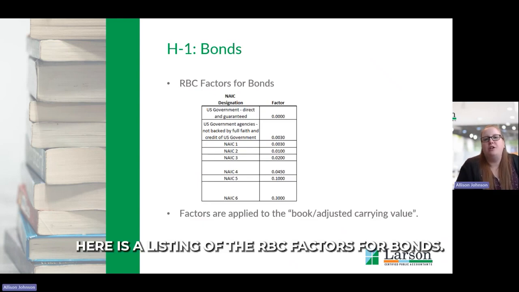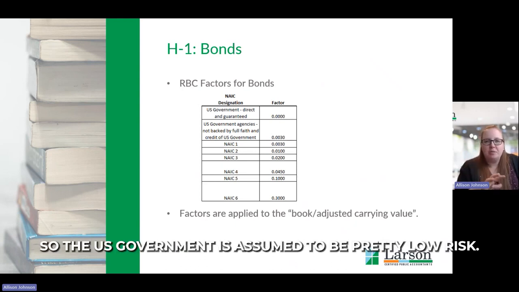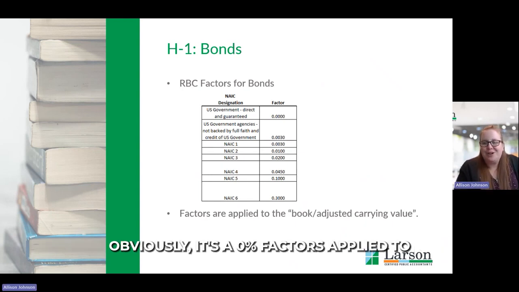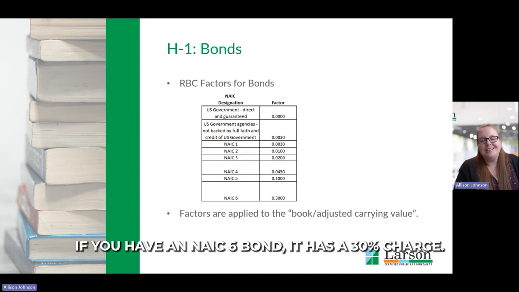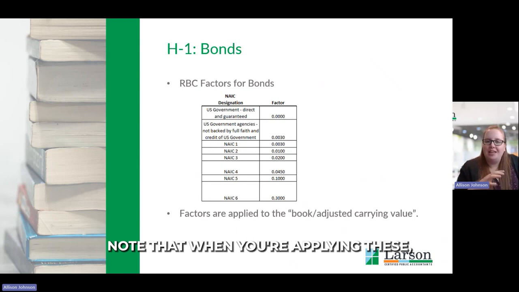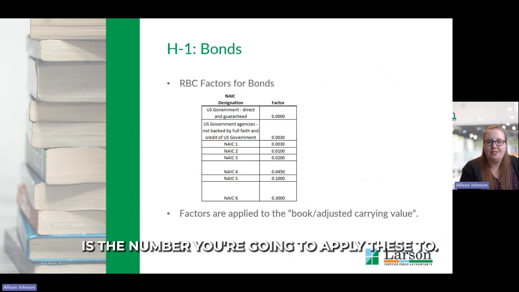Here is a listing of the RBC factors for bonds. You can see it falls just directly in line with those NAIC ratings. So the US government is assumed to be pretty low risk, obviously, as a 0% factor is applied to direct and guaranteed US government. And then NAIC 1 is 0.003, and then it increases to ultimately, if you have an NAIC 6 bond, it has a 30% charge. Note that when you're applying these, the factors are applied to the book adjusted carrying value. That is the number you're going to apply these to.